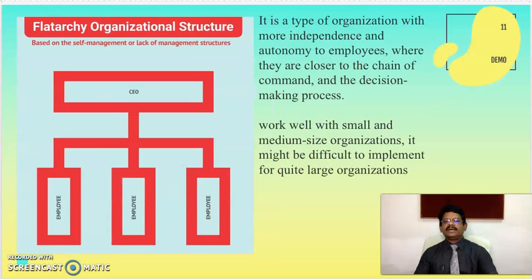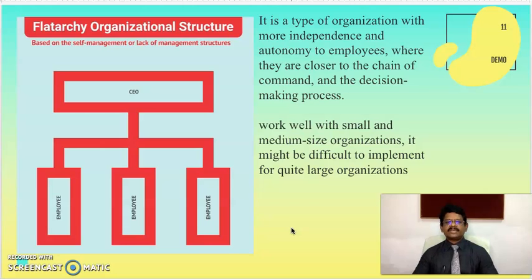Then the last one is the flat organizational structure. This structure has fewer levels of management in the hierarchy. You will find very few levels, maybe a maximum of 2 or 3 levels below the CEO. Below that you will find all the next-level managers. In that way, you can see that this is the fourth type of organizational structure.